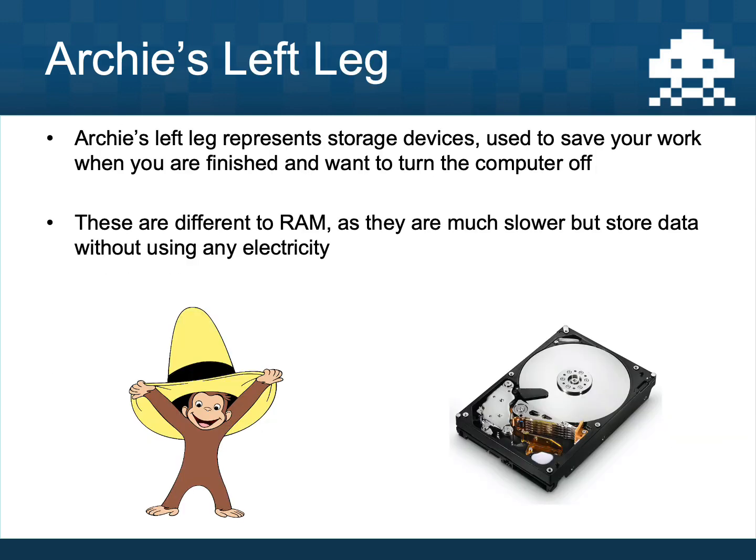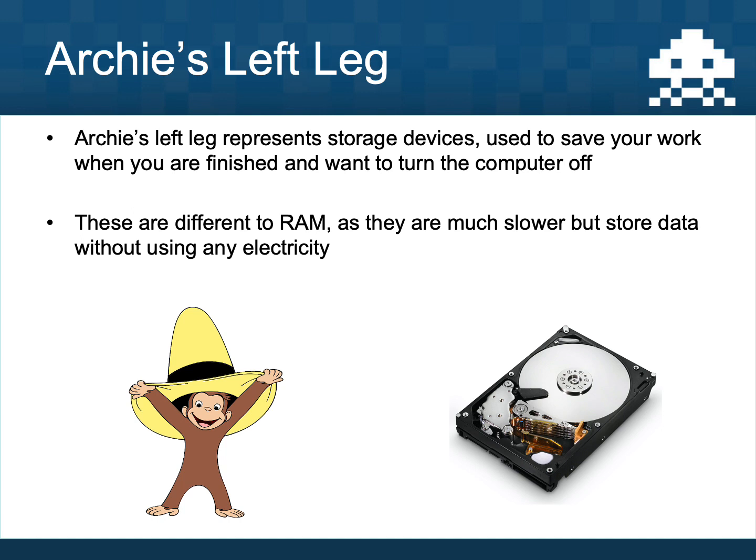We're now down onto Archie's legs and we're looking to start with Archie's left leg. Now we said earlier that the RAM memory stored the results of the calculations. It stored all of the things that were going on in the computer at that one moment. But when the electricity is switched off or the computer's shut down, we lose everything in the RAM. Archie's left leg is where we store our work in the long term and it represents the storage devices.